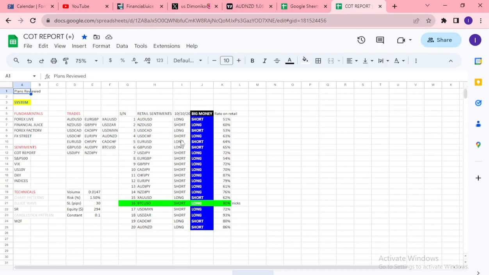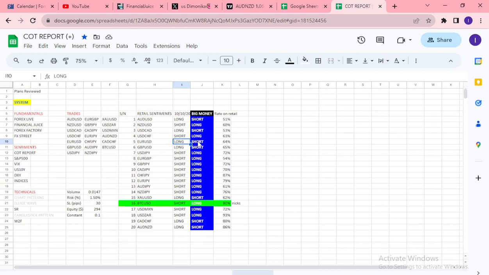Looking at the Euro USD, it is showing long. What this means is 64% of retail traders are going long on the Euro USD. From history, we know that the retail sentiment is always different from the big banks and financial institutions. So they always take the opposite position of what the big banks and the big institutions are doing.